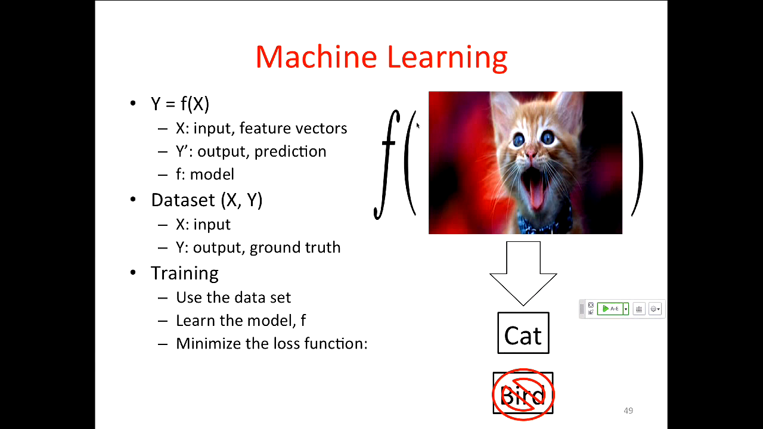And so basically we have a function, with inputs, which are just images, right? From this function, you want to get some prediction, whether it's a cat or not. And this function is called the model, okay?